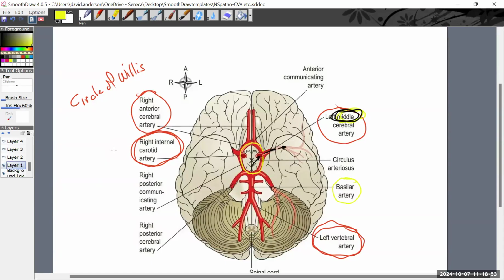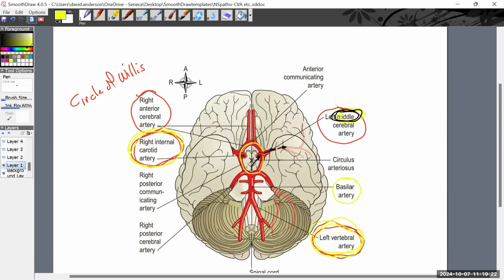Circle of Willis is outlined in yellow here. So we have contributions from the vertebral arteries. Remember, our vertebral arteries and the two internal carotid arteries are the ones that contribute to the circle of Willis. We've got anterior communicating branches, and we've got posterior communicating branches that join those two main arteries in each case off of the basilar artery to form that circle of Willis.